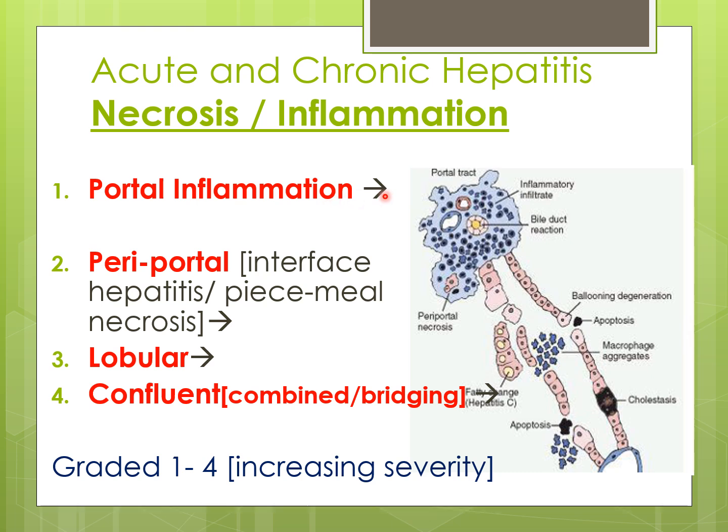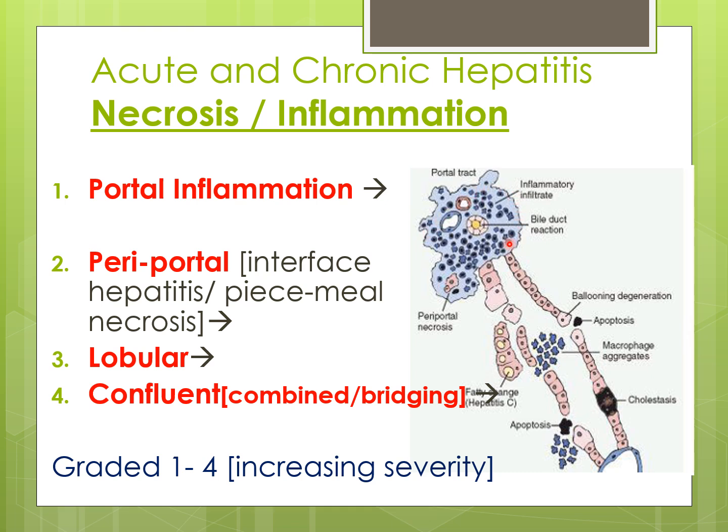This is the simplest or the earliest change, and it is also graded from grade 1 depending on the severity of the infection. So I repeat, this is important: whenever the infection starts, it starts in the portal tract. The necrosis and the inflammation start in the portal tract. That is why it is called portal inflammation. This is grade 1. Then the second, when the inflammation increases, when the severity of the disease increases.